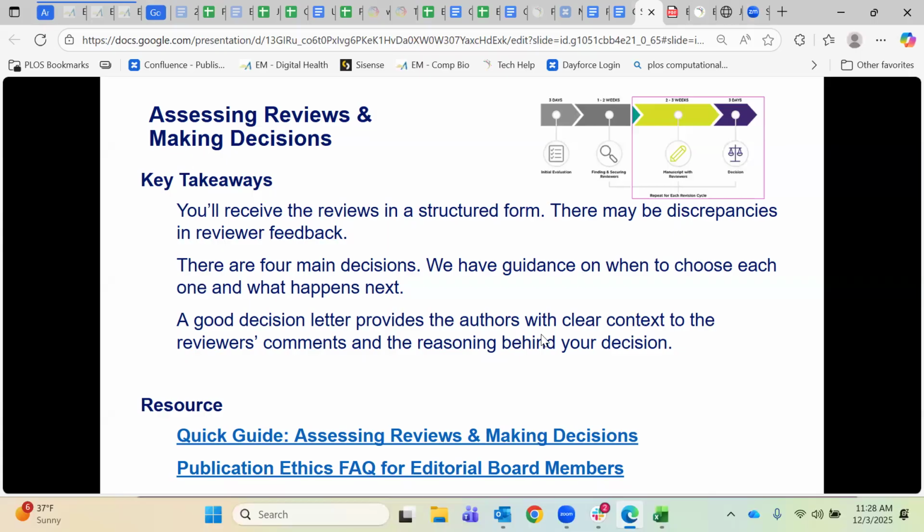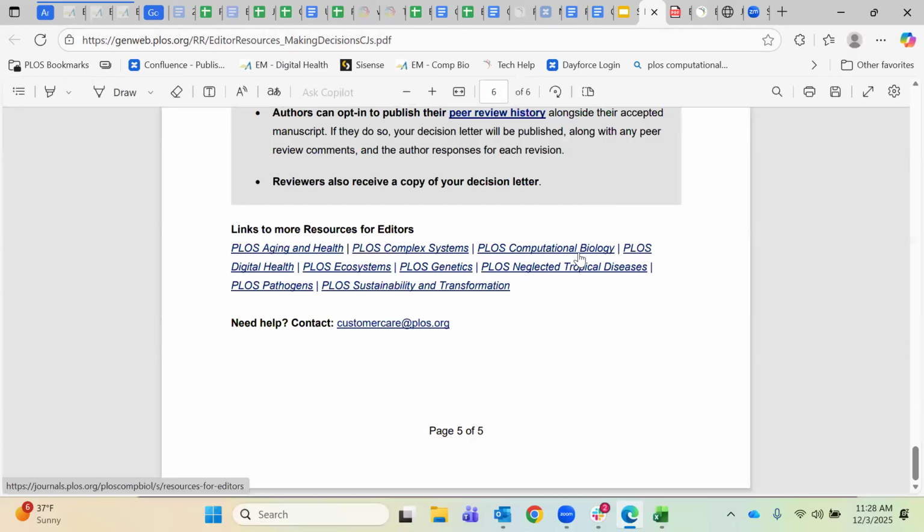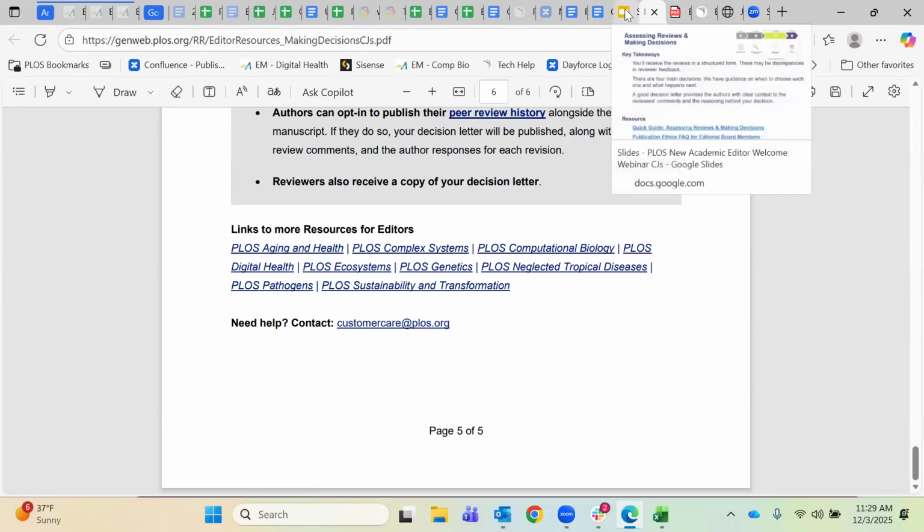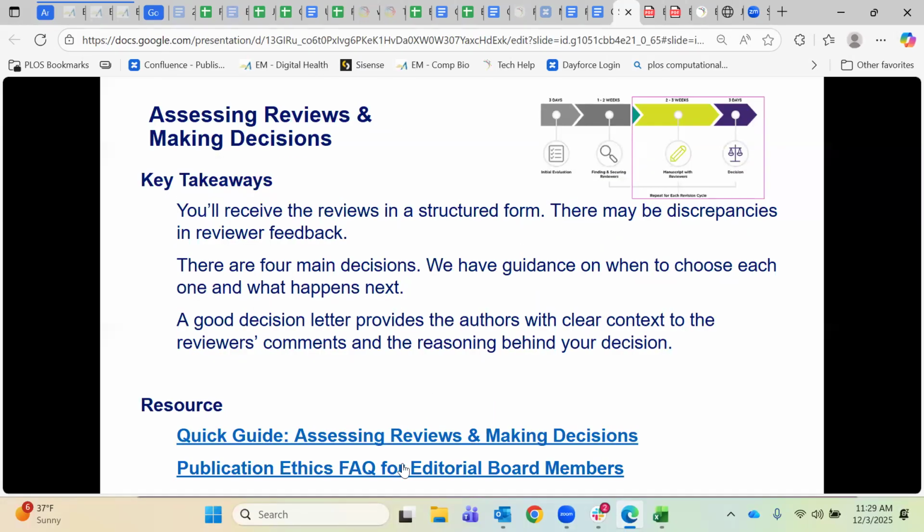There are 4 major decisions in the journals: reject, accept, minor revisions, and major revisions, and the guides here will break down what the difference between those decisions is and how to determine when to use one versus the other. Just take a quick look at what these look like. So, more resources. I think these link out to the specific guides and FAQs.